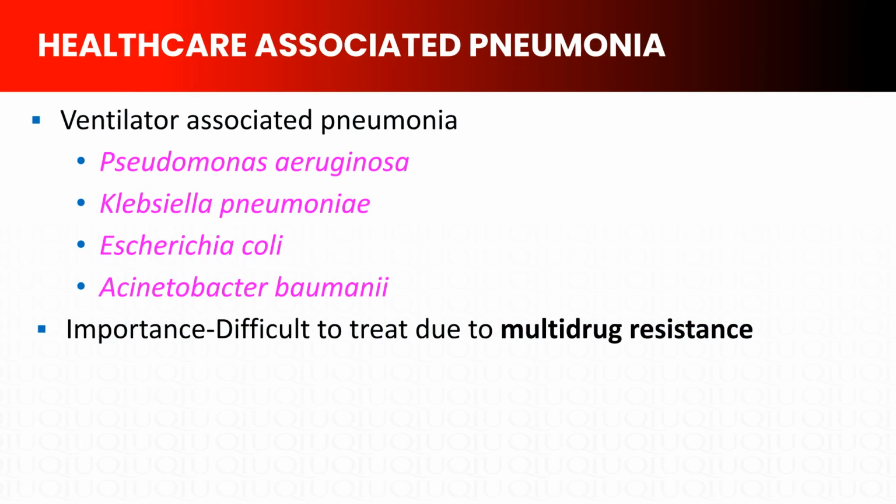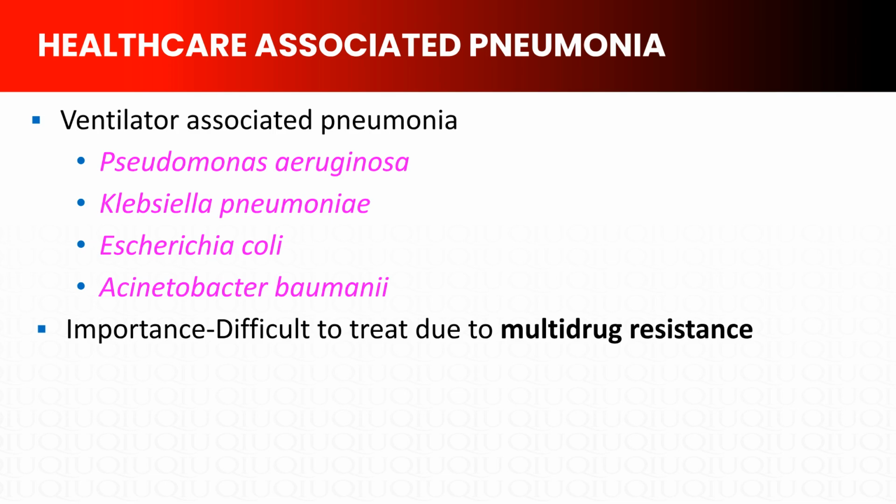Healthcare-associated pneumonia, particularly ventilator-associated pneumonia, presents unique challenges due to multi-drug-resistant organisms. Common causative organisms include Pseudomonas aeruginosa, an opportunistic gram-negative rod thriving in moist environments, including ventilator circuits. Klebsiella pneumoniae, another gram-negative rod, often produces extended-spectrum beta-lactamases conferring antibiotic resistance. Escherichia coli can cause pneumonia in hospitalized patients. Acinetobacter baumannii is increasingly problematic due to extensive drug resistance.